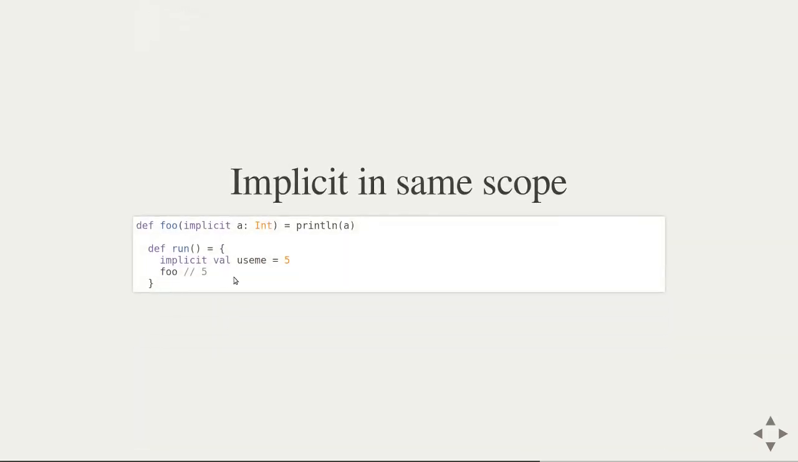So I can make it so that foo takes an implicit integer, and then I can define an implicit val useMe right in the same block scope as where I'm going to invoke the foo function. So within the scope of run, things are fine. I can call foo. I don't have to provide the implicit parameter list because Scala will do that for me, and the output is 5. If I were to call foo down here outside of run, I would get an error because it would say it can't find the implicit.